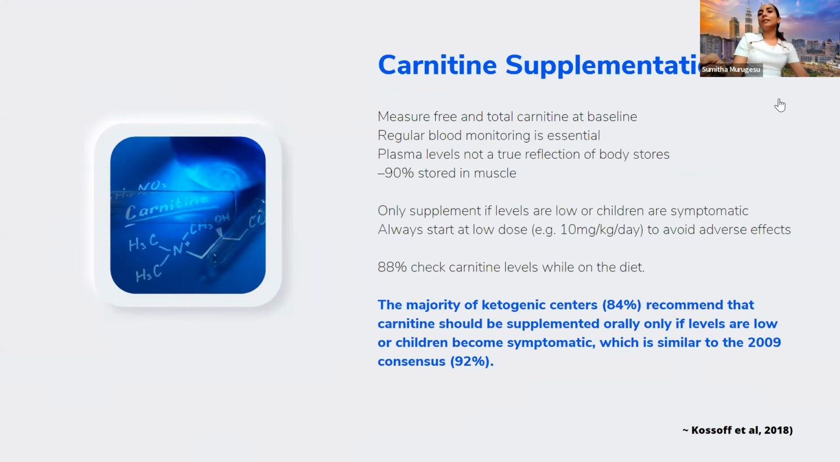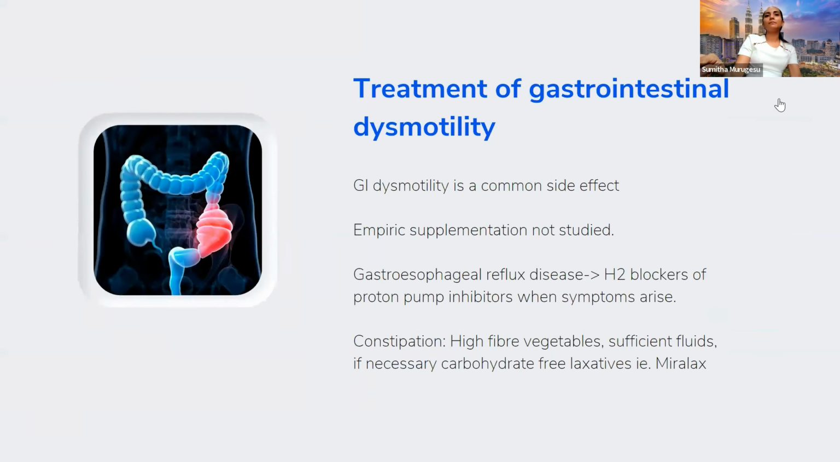The majority of the ketogenic diet centers, 84%, recommend that carnitine should be supplemented orally only if levels are low or the child becomes symptomatic, which is similar to the 2009 consensus. We know the diet can cause a lot of gastrointestinal side effects. So often patients can have either reflux or gastroesophageal reflux disease or constipation. The empiric use of supplementation has not been studied, and we do not treat our patients empirically with proton pump inhibitors or H2 blockers or medication for constipation. We only treat them if they are at high risk or they have symptoms.